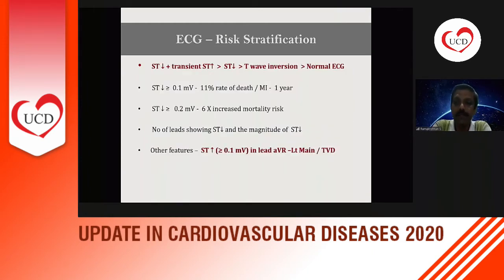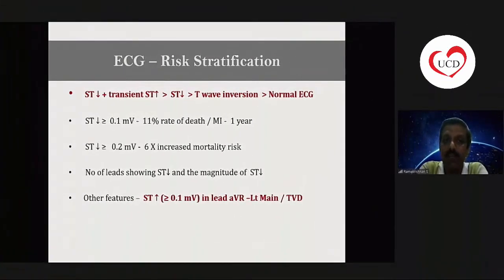So how do you risk stratify patients? We have 2 important risk stratifications which are very well proven. One is ECG and another one is troponin. So with ECG, what are the important risk stratification tools that we have? Definitely ST depression along with transient ST elevation has the worst prognosis, followed by ST depression alone, or then T-wave inversion, and then a normal ECG has better prognosis. If you have an ST depression of 0.1 millivolts, there is an 11% rate of death and MI at 1 year. If there is a 0.2 millivolt ST depression, then there is a 6-fold increase in mortality risk. The number of leads showing ST changes and the magnitude of ST changes also matter.